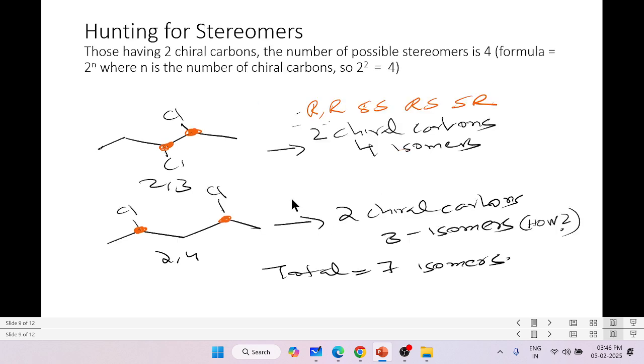Now for those two molecules that have two chiral carbons, the number of possible stereoisomers will be 4, because the formula is 2 raised to n, where n is the number of chiral carbons. So 2 raised to 2 is equal to 4. You can see that the 2,3 has two chiral carbons on C2 and C3, so it has a total of 4 isomers: RR, SS, RS and SR. Now this should be the same case for 2,4 also. It also has two chiral carbons on C2 and C4, so there should be 4 here too, but there are only 3 here. And why would that be?